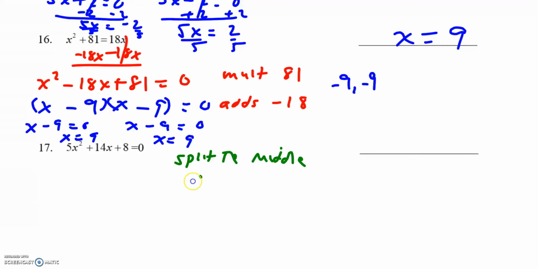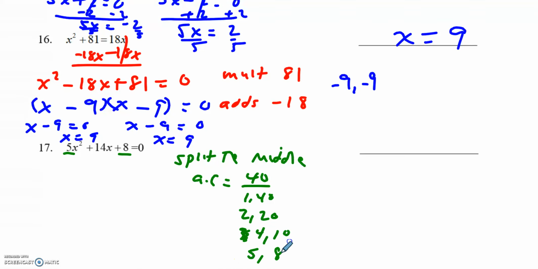So the first step for that is to multiply the first and last terms, a times c. 5 times 8 is 40. I'm going to list my pairs that multiply to be 40. 1 times 40, 2 times 20, 3 does not go in, but 4 times 10 does, and also 5 times 8.